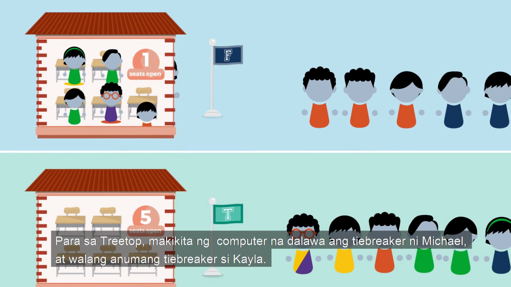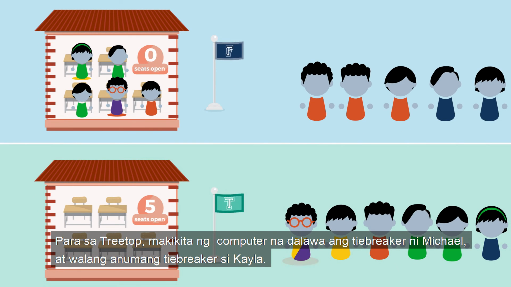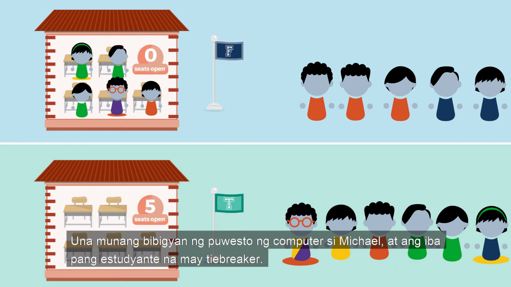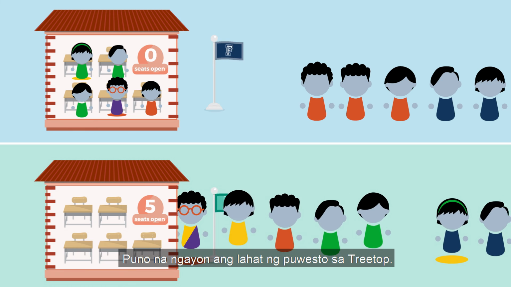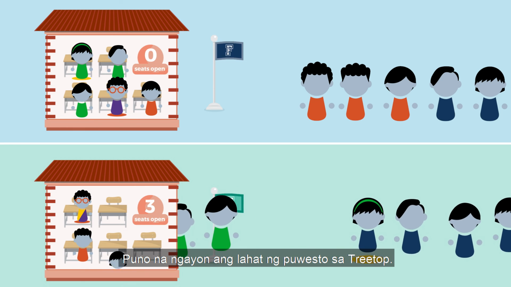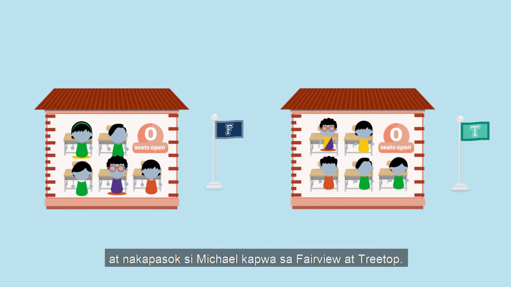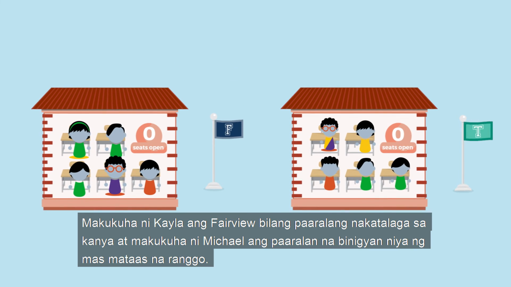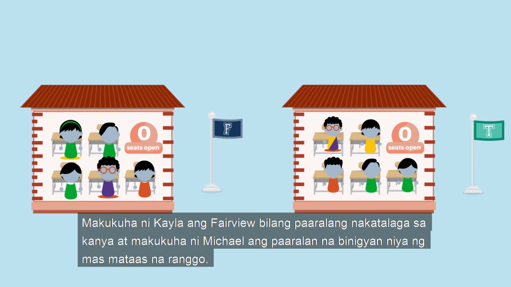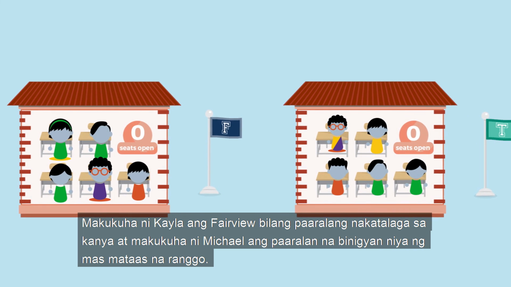For Treetop, the computer sees that Michael has two tiebreakers and Kayla has none. The computer assigns Michael first, and other students with tiebreakers. All the seats at Treetop are now filled. And the results are Kayla got into Fairview, and Michael got into Fairview and Treetop. Kayla will get Fairview as her school assignment, and Michael will get the school that he ranked higher.